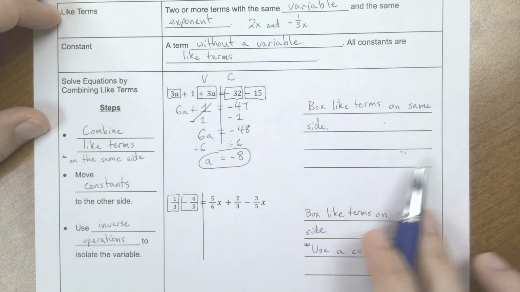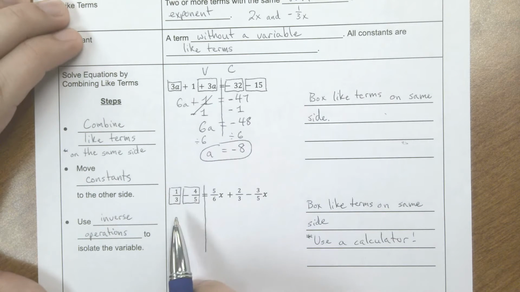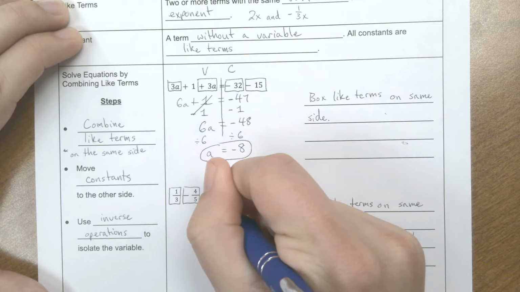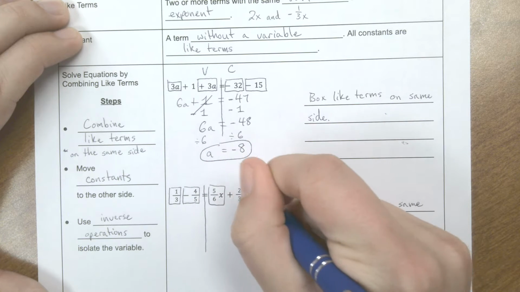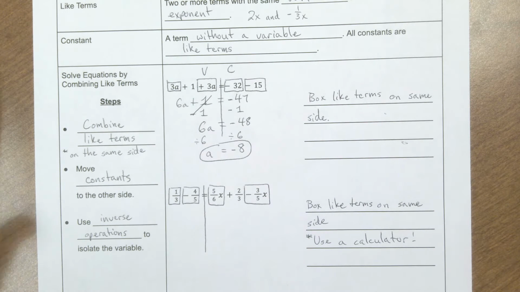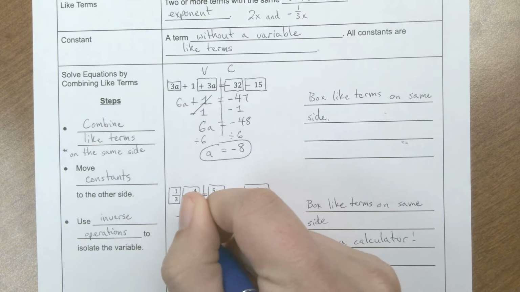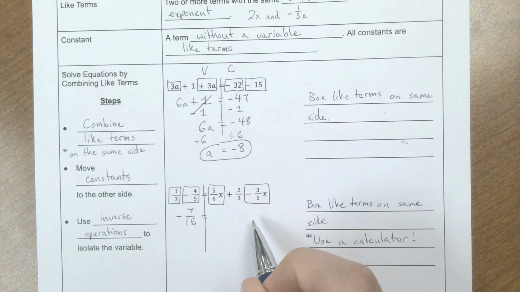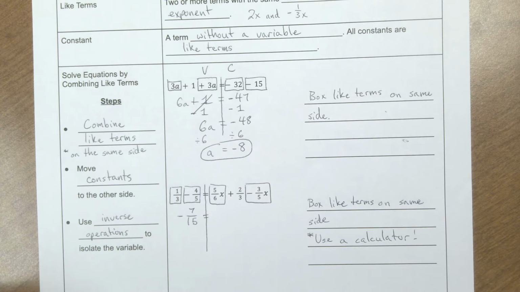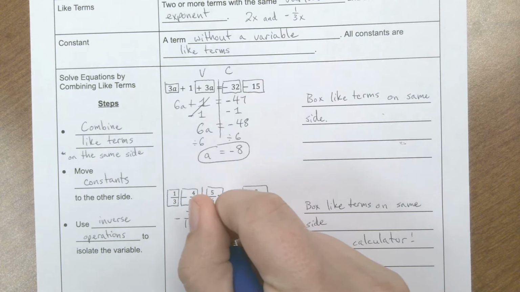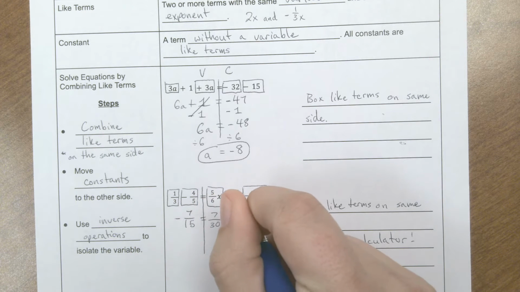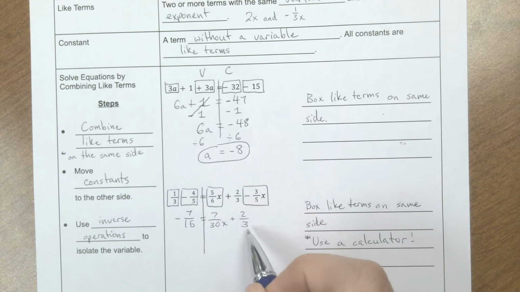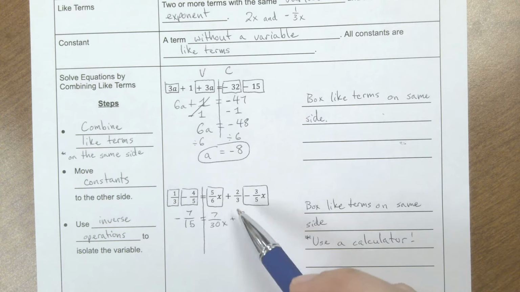Use a calculator, always use a calculator. So anyway, these are the like terms. On the right side, 5/6 x and negative 3/5 x are the like terms. So I'm going to go ahead and combine them. I'm going to start by taking 1/3 minus 4/5. That gets me on the left side negative 7/15. On the right side, I'm going to take my 5/6 minus 3/5. That's going to get me 7/30 x, and then I'm just going to bring down the plus 2/3, because I didn't use it. So we've combined like terms on the same sides.